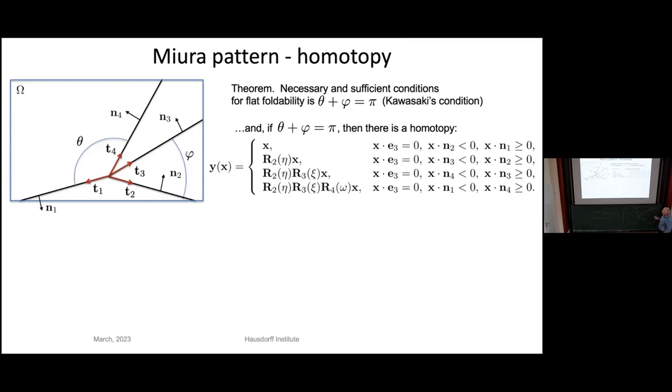So I want to describe a homotopy. I want to lift this into R3, keeping compatibility at those four interfaces. So let's let T1, T2, T3, T4 be the normals, not the normals, but the tangents to the creases. And without loss of generality, we can fix one of the regions. That region is between N2 and N1. So that's this bottom region here. That's the region of this first entry.